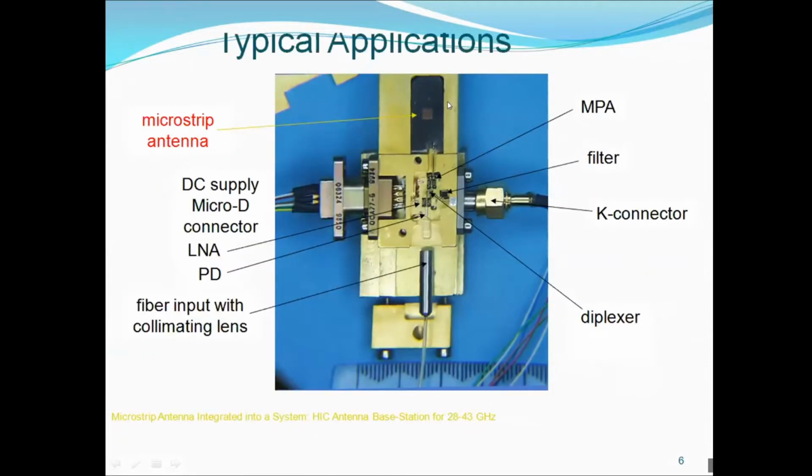Generally, a typical microstrip patch antenna is shown at the top, right? This is the microstrip patch antenna, and there's a supply connector. There's a low noise amplifier embedded in it. We have the power divider, and how it is connected to the collimating lens. So it is a sample application.